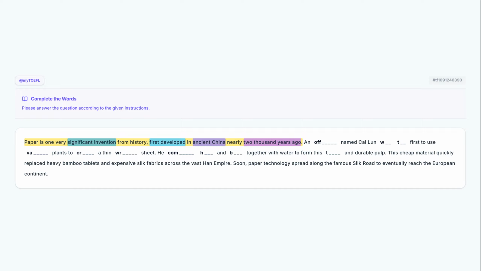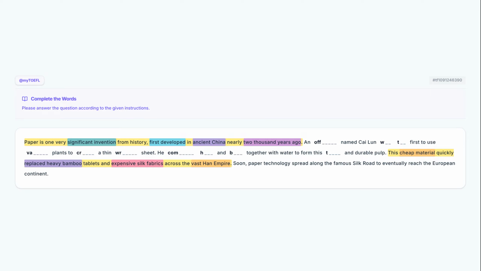Moving forward, we examine how this new invention began to change society. This sentence focuses on the practical reasons why paper became so popular. Pay close attention to the comparisons being made between different materials. This cheap material quickly replaced heavy bamboo tablets and expensive silk fabrics across the vast Han Empire. The passage highlights the economic impact of paper by calling it a cheap material. It explains its rapid success by stating it replaced heavy bamboo and expensive silk fabrics, implying that paper's lightweight and low-cost nature made it superior to the traditional writing surfaces used in the vast Han Empire.